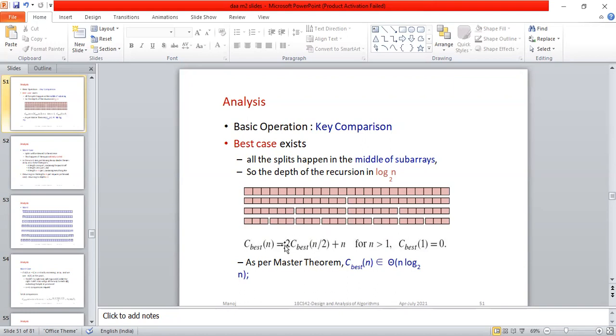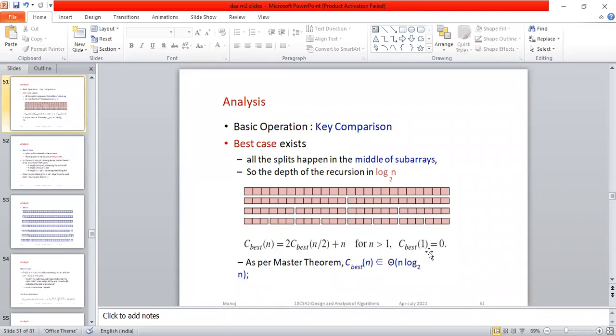So what is n by 2? It is 2C of n by 2, because you are dividing an array into how many? Two subarrays. That's why we take it as 2C of n by 2 plus n, for n greater than 1. Now you substitute into T of n by b: a is equal to 2, b is equal to 2, and f of n is n. C best of 1 is equal to 0.